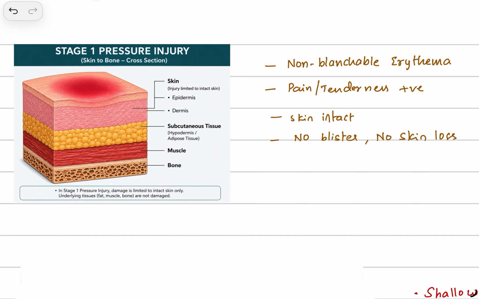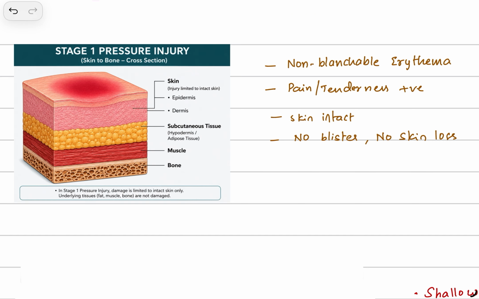Okay? So there is no blister, the skin is intact, the epidermis is also intact, and only the reddened color you can see. Okay? Reddened spot. Are you understanding? And there is no skin loss. Now coming to the second one, second stage, there is a shallow opening. Can you able to see?